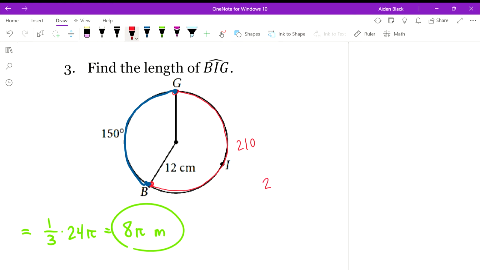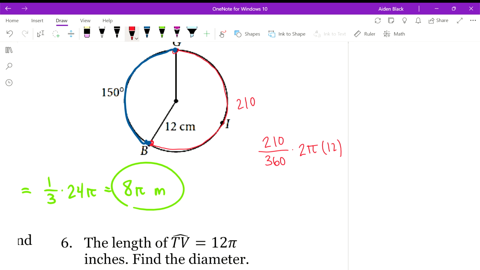So once again, we're looking for that arc length, so we take the arc measure over 360 degrees and multiply it by the circumference. And in this case, our radius is 12. So to evaluate, we know 210 over 360 can be reduced to 21/36, which reduces even further, right? You can divide the top and bottom by 3. Divide the top by 3, you get 7. Divide the bottom by 3, you get 12. So you get 7/12 times 24 pi.